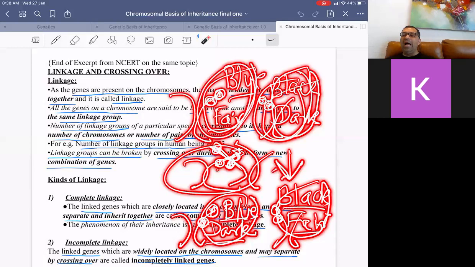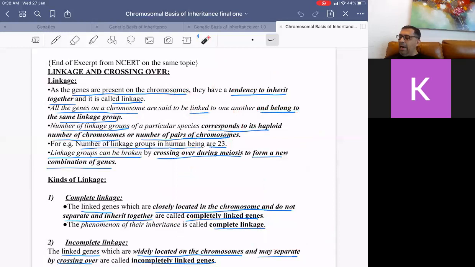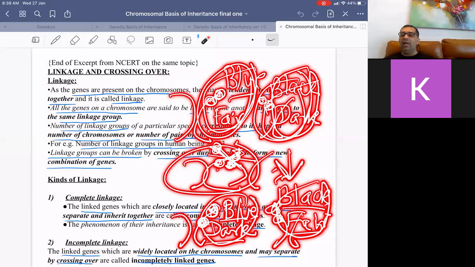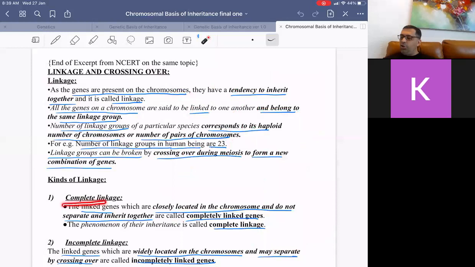To get a paternal chiasmata forming in the middle of maternal, and to get recombination between maternal and paternal, chances are very less. And such genes which are linked together, closely located on the chromosome, and do not separate and inherit together, that is called complete linkage. Linked genes closely located on the chromosome do not separate and inherit together. That is called complete linkage.